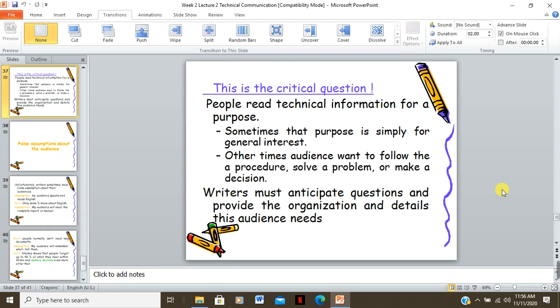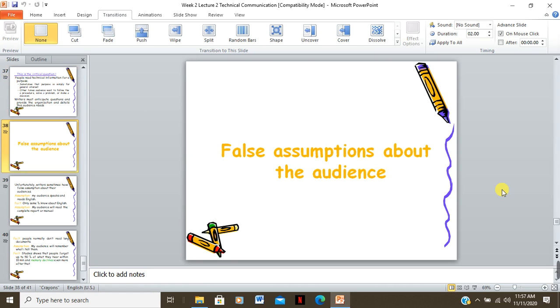So before presenting ourselves, or before sending our write-up, or emailing it, or sending it in a letter form, we must know this critical question: what does our audience need? Okay, and we should tailor fit our response accordingly. These are the important things for us to know.